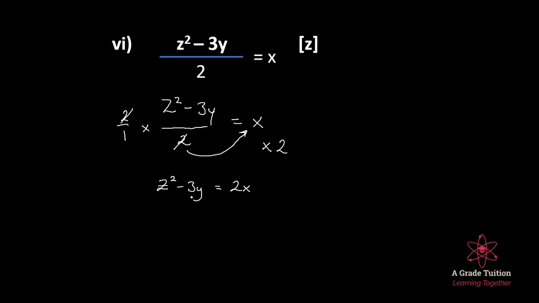Okay, so now the next step is to get rid of the 3y. So if we plus 3y here, it cancels, and we've got plus 3y on this side. So z squared is equal to 2x plus 3y. And it's the same as what we did before. If we then take the square root of z, that cancels the square here. You've then got to take the square root of this side. So that leaves us with z is equal to the square root of 2x plus 3y.